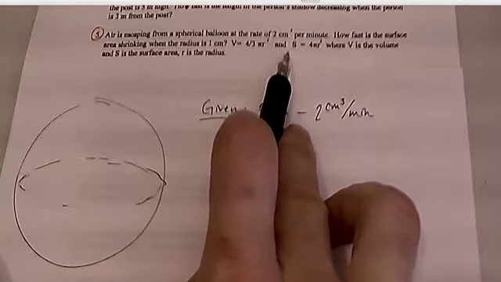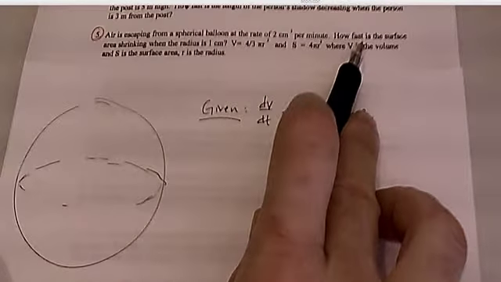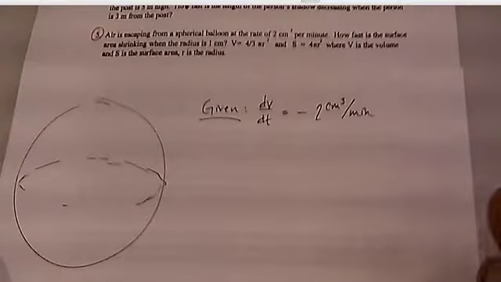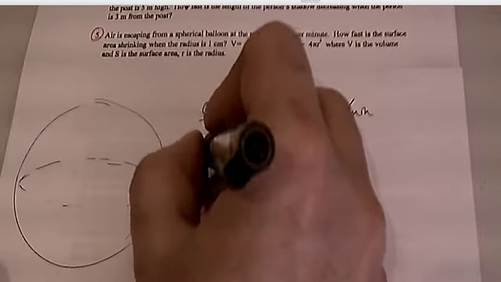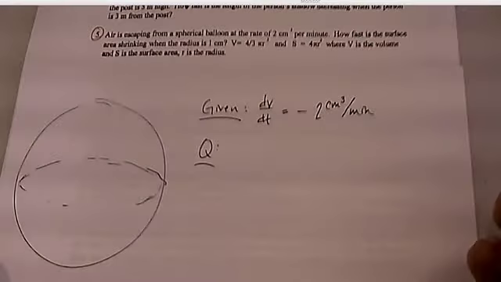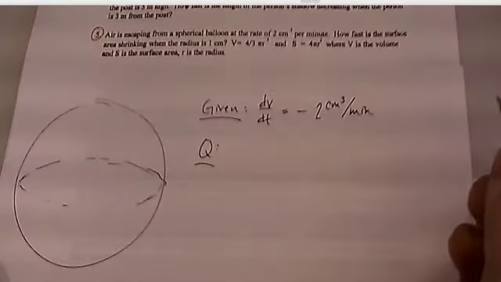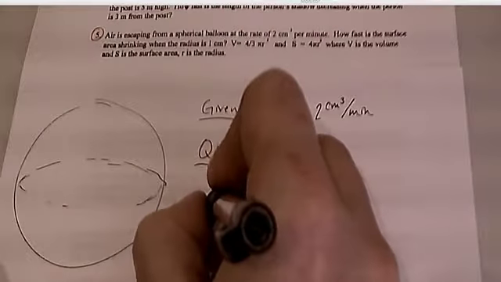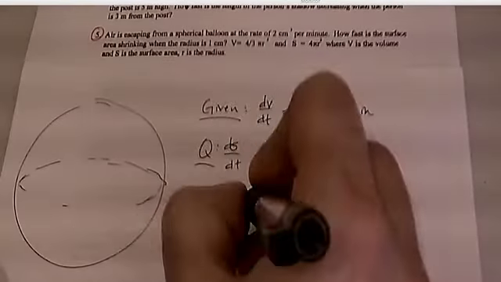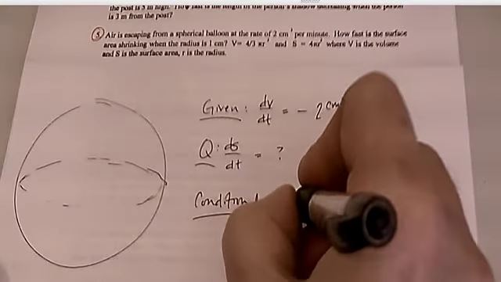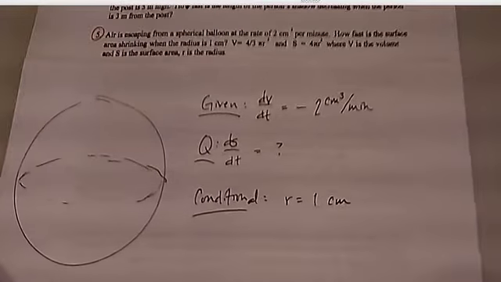Now it says, how fast? Okay, so it's already started to ask the question right now. That pretty much guarantees that anything that comes after that is likely going to be conditional information. It's asking how fast is the surface area shrinking when the radius is 1 centimeter. So dS/dt is equal to what? On the condition, okay, that r is equal to 1 centimeter.